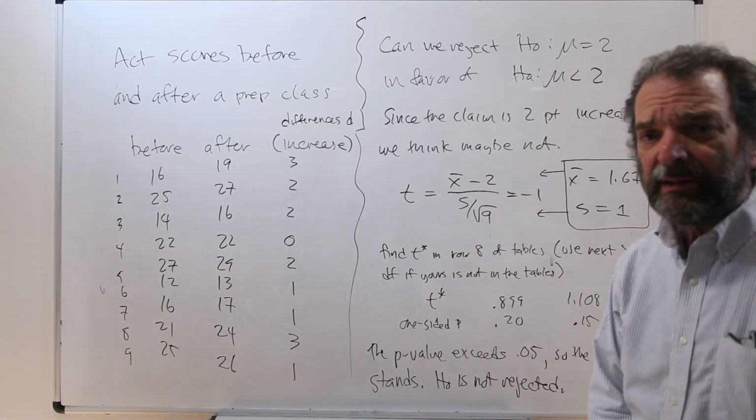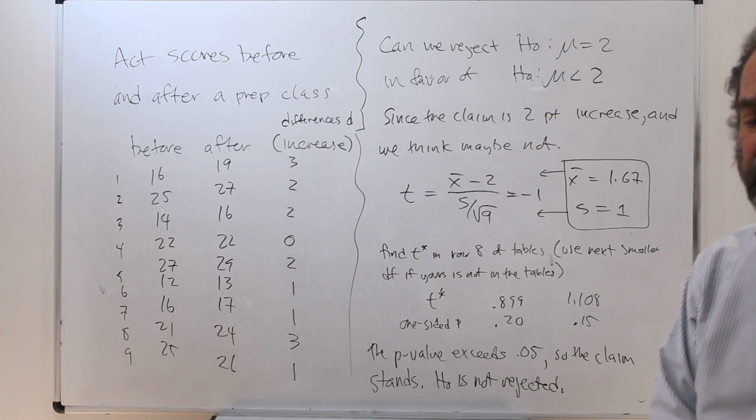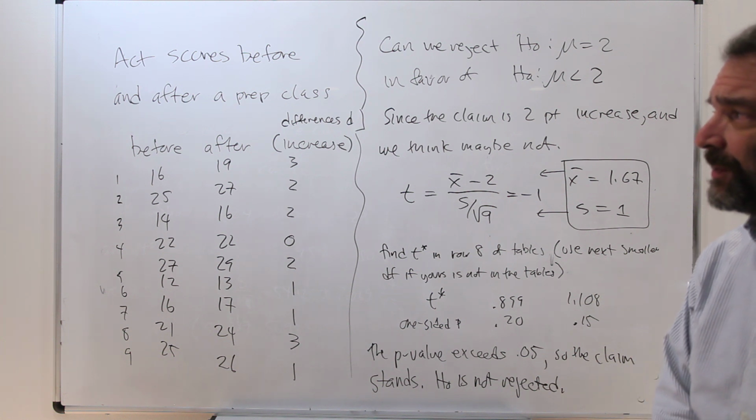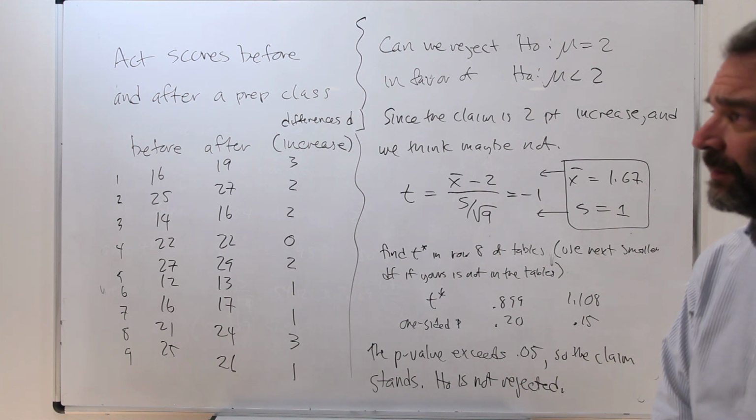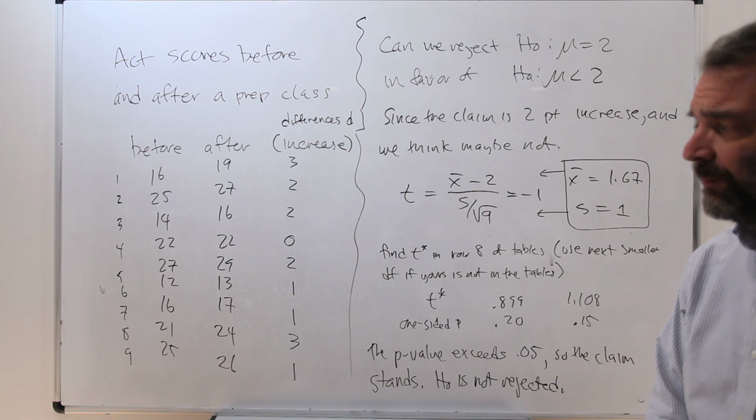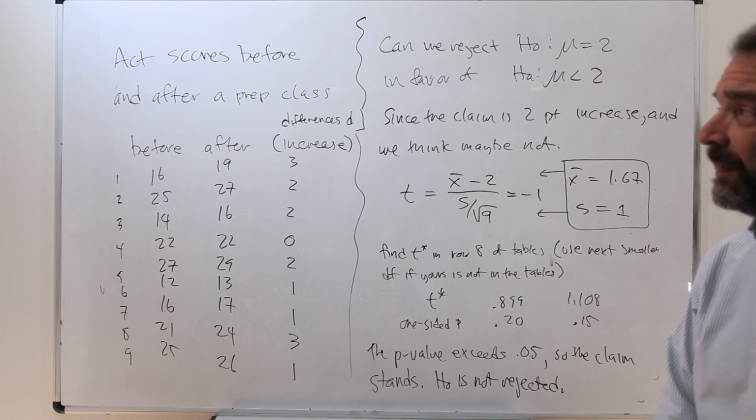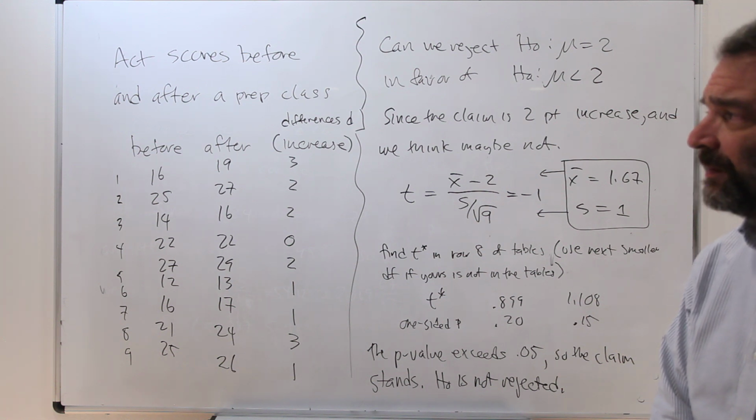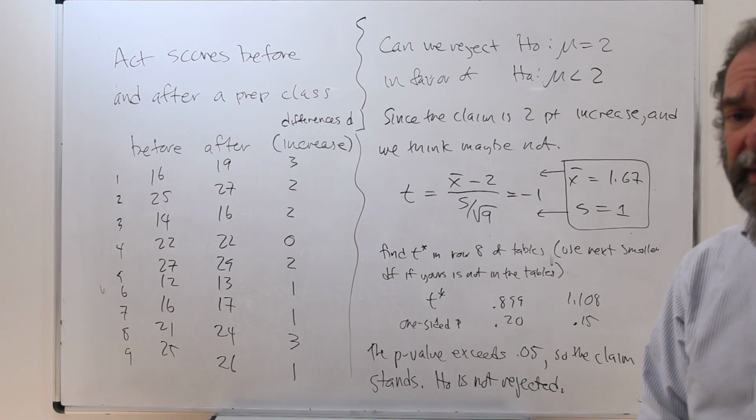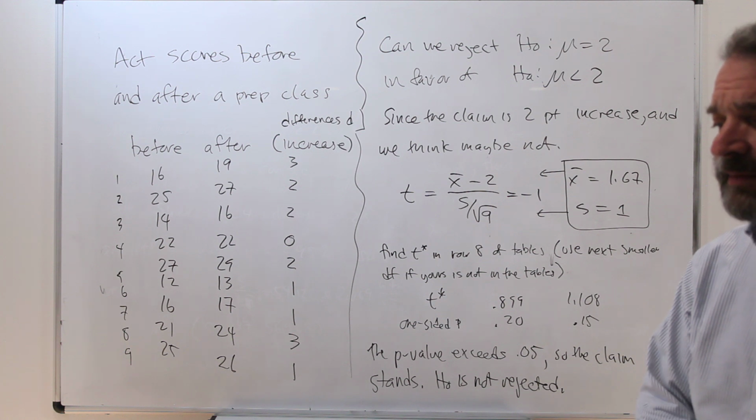So here's our example of a matched pairs experiment. You have subjects trying to raise their ACT test scores. They take the test, we have their initial scores, and then they take a prep class, and at the end of the class, they take the test again. We measure the difference of scores. The differences will be our set of data that we analyze.